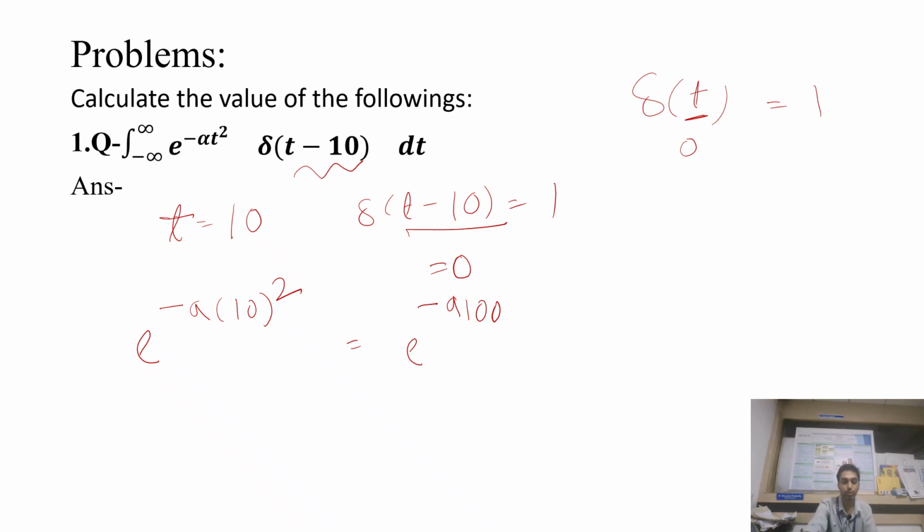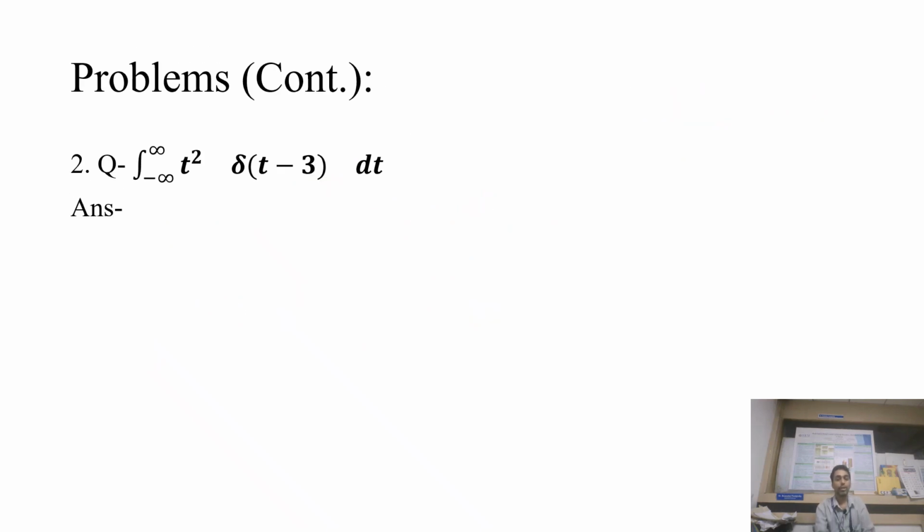Similarly, we will go to the next question. T square del of t minus 3. So here also same, del of t minus 3, when it is 0, we will get 1. So t minus 3 is equal to 0. As t minus 3 is 0, t is equal to how much?